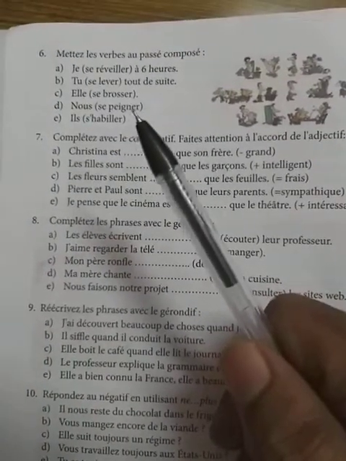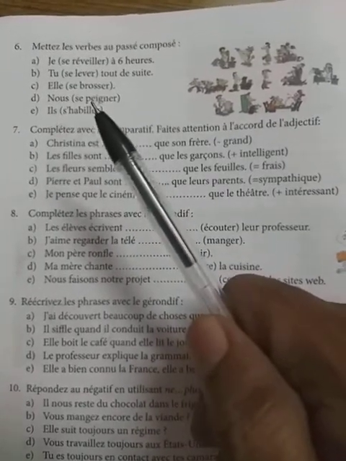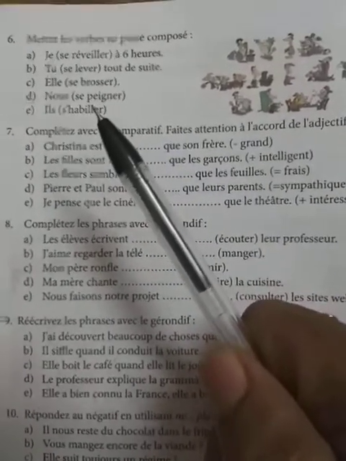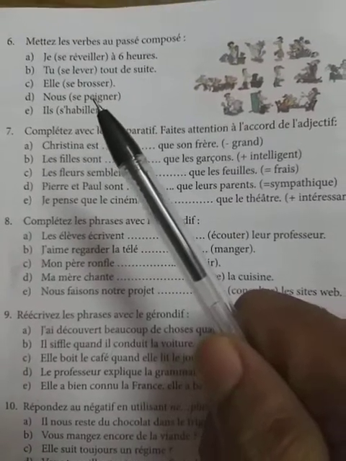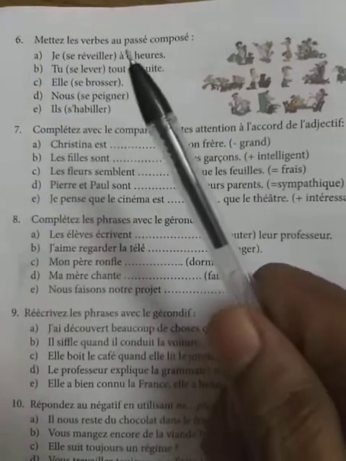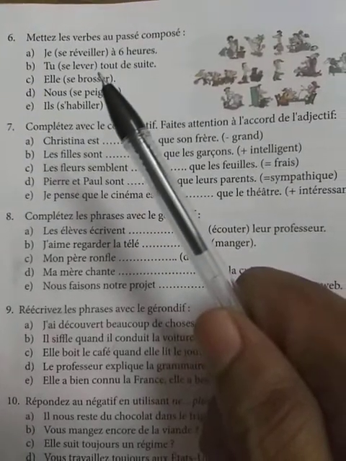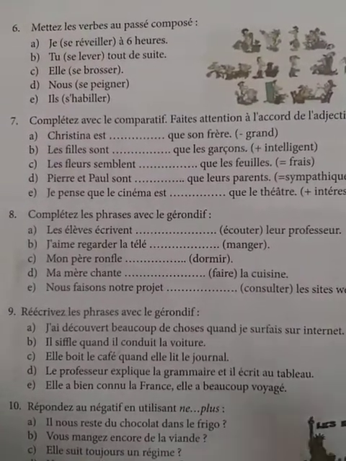Subject, then auxiliary verb, then past participle. Here, look at here. This is not just verbs. These are all pronominal verbs, reflexive verbs. The subject is doing the action to himself. So, you have to put these verbs, pronominal verbs, into past tense. You know how to do the pronominal verbs in past tense.